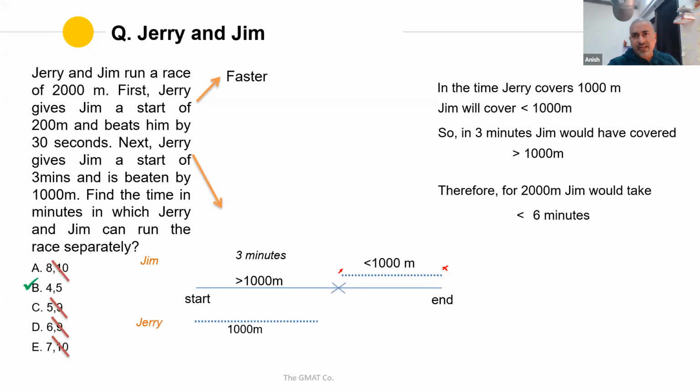Now, by the time Jerry reaches the end point, he's first. He beats the other guy. Not just that, he beats him by 30 seconds. So to cover the remaining distance, the other guy would have taken 30 seconds. So there's actually no direct relation between the first 200 meters and the 30 seconds that he would have taken in the end.